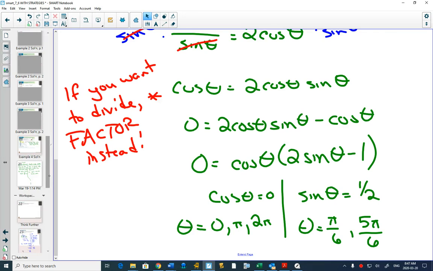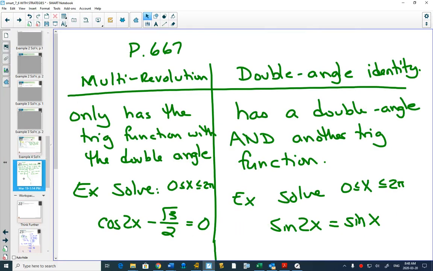Good. Okay. Part 2 of using identities to solve. When you have a 2 theta inside of cos or sine, up till now, those have always been part of multi-revolution questions. But now that you've learned double angle identities, sometimes it's better to use a double angle identity, sometimes it's better to use a multi-revolution strategy.